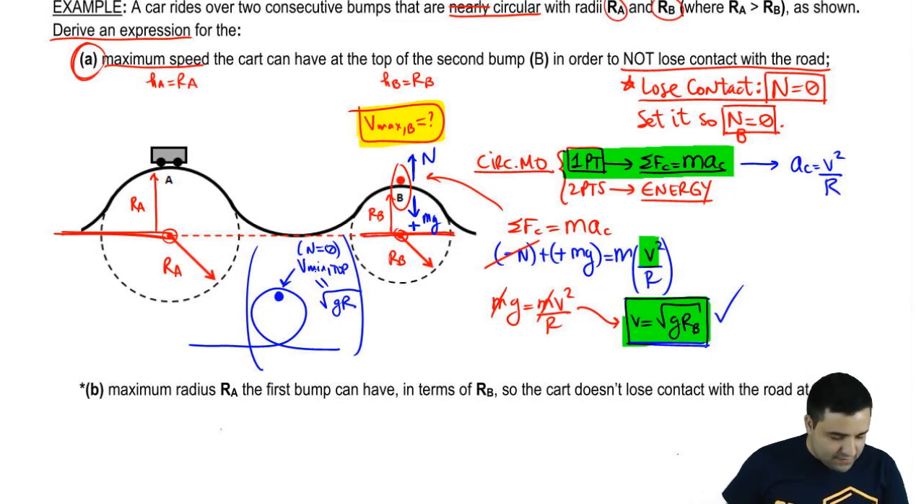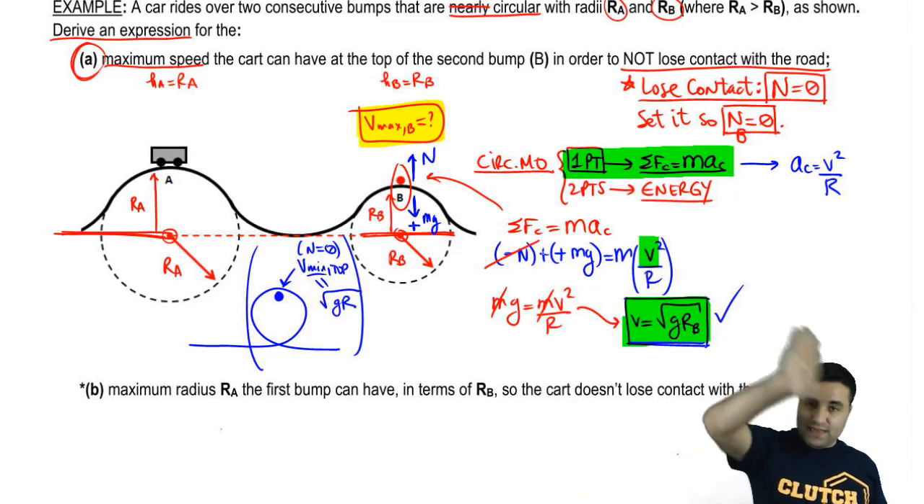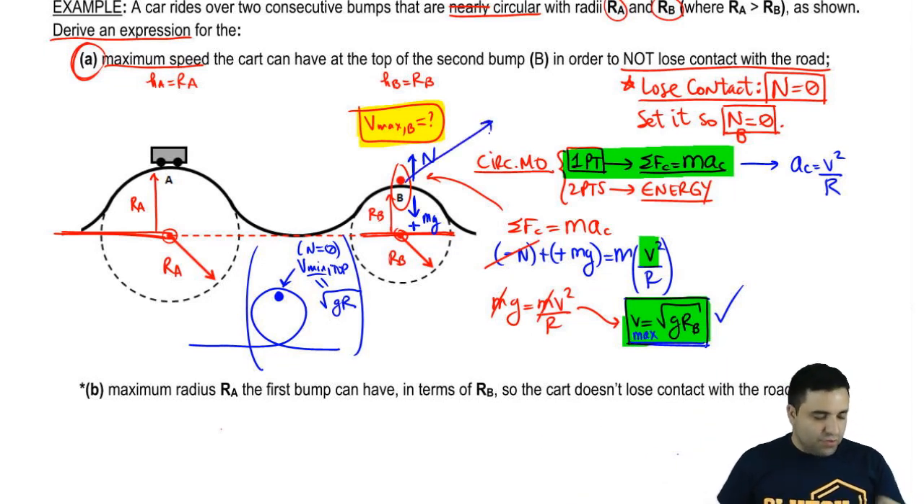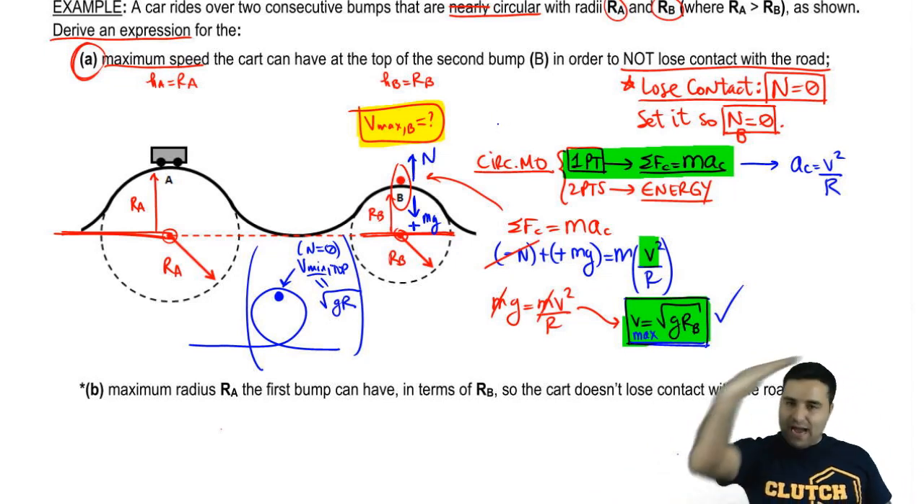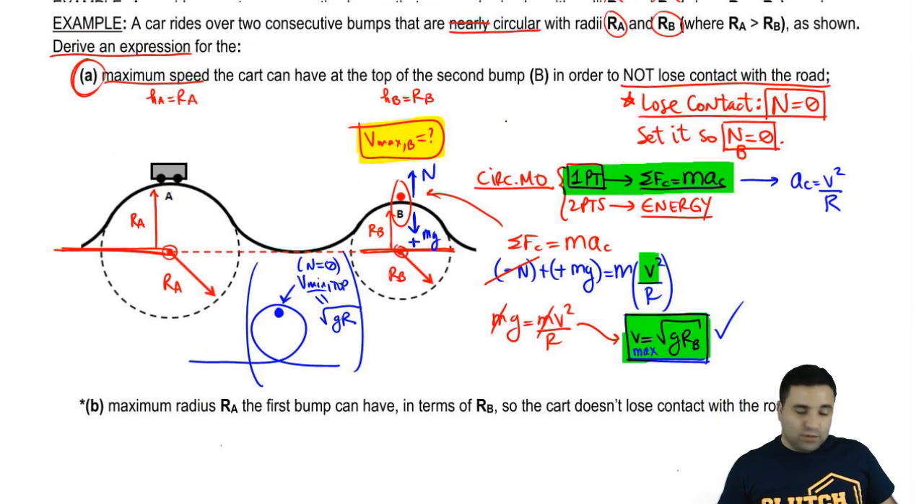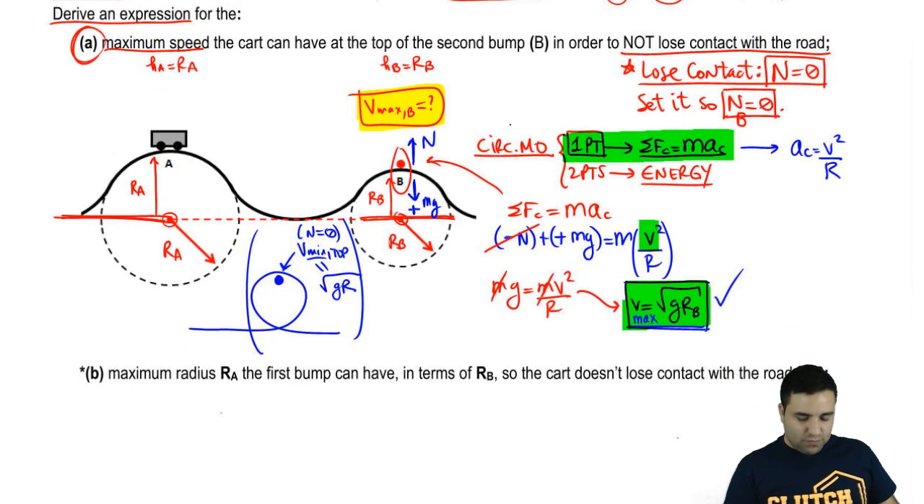The only difference is that this is the minimum velocity so you don't fall. Here, since we're going like this, it's actually the maximum velocity so that you don't shoot out of the path like that and lose contact with the road. Cool. Very similar setup. Let's move on to part B.